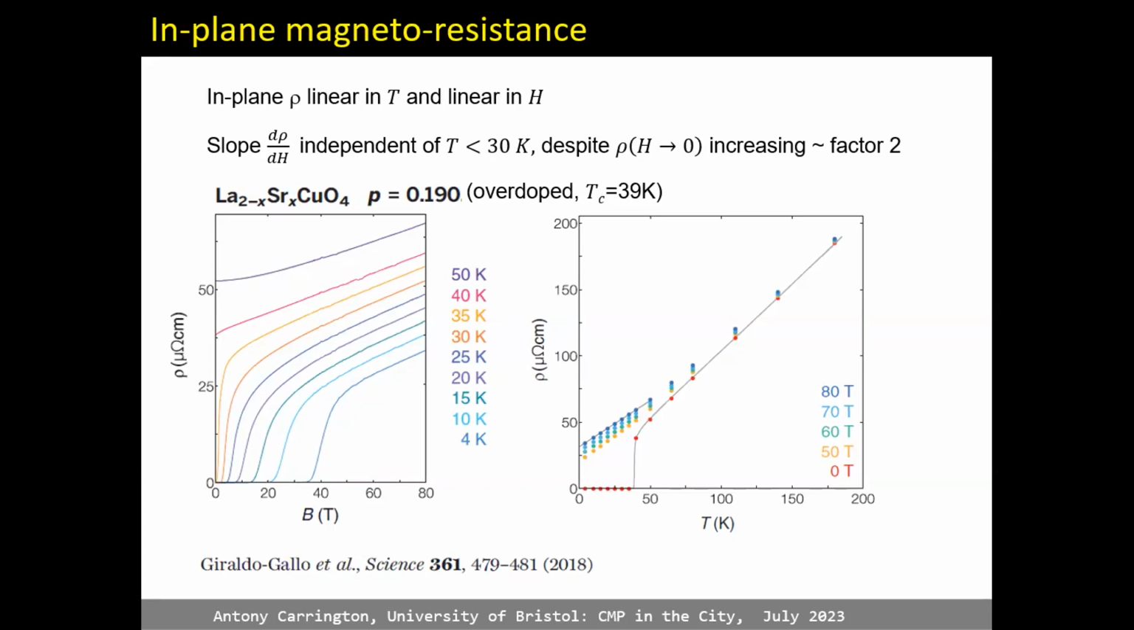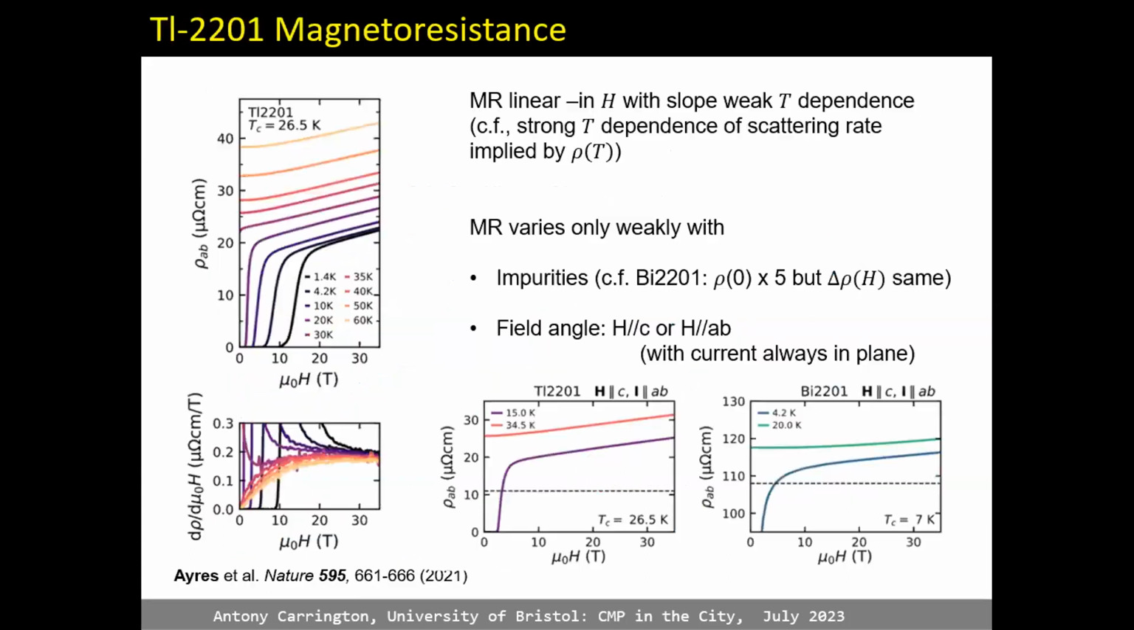It's published in 2019 by Giraldo-Gallo et al. And it shows that there's this linear in H term. This is LSCO, and the linear in H term is approximately independent of temperature. So even though the scattering rate would have seemed to have varied a lot, the linear in H term doesn't appear to have changed at all, which is not what you'd expect from conventional magnetoresistance.